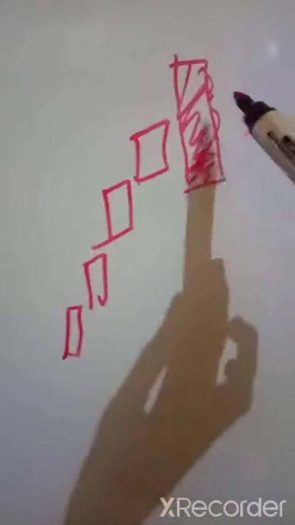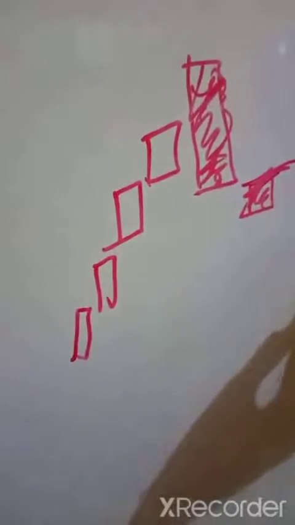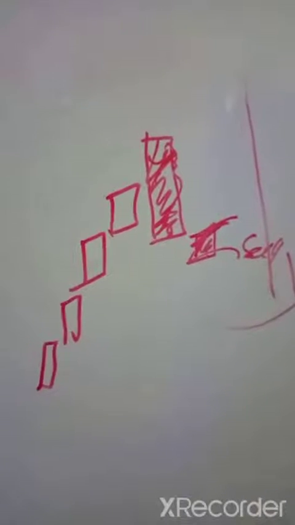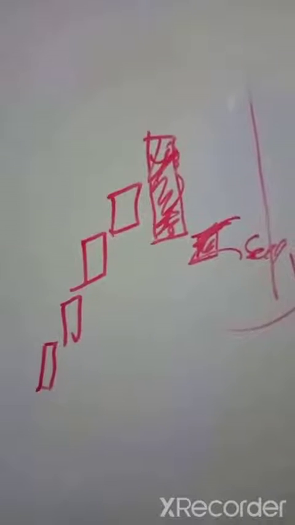You wait for it to complete. Then the next candle, you enter your trade. Just here, you enter your sell. And you sell. Definitely the market is going down like that, and you'll be in profit. All right? This is how you analyze candlesticks. Okay?